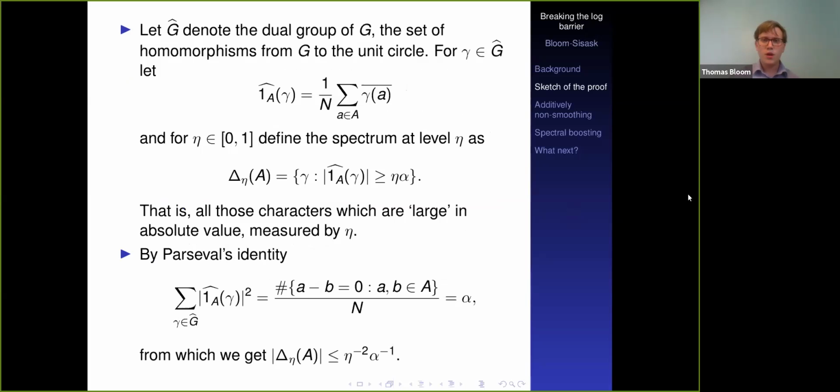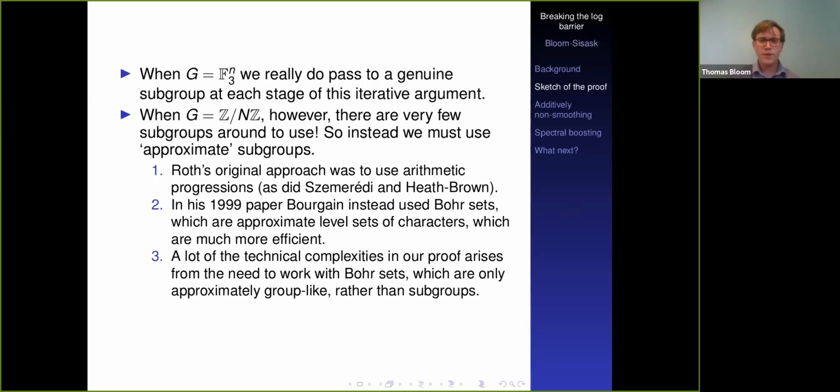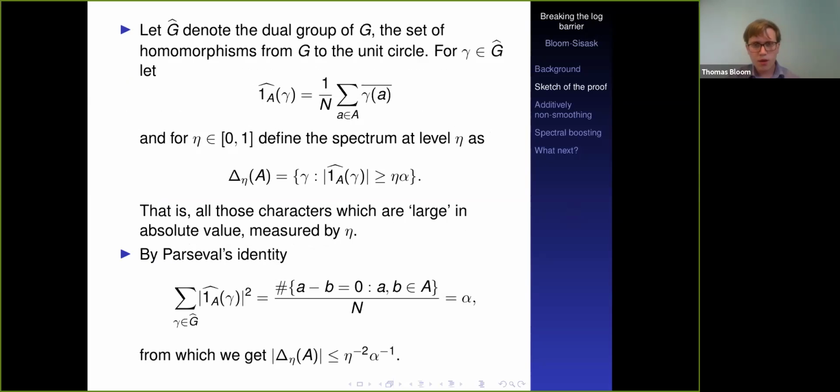Okay, so that's one of the main characters of this approach, Bohr sets. I just want to introduce one of the other main characters of this story, which is the large spectrum. The key definition on this slide is the second display equation. In general, if I have a subset A of my group, I can talk about the dual group, of course, the set of homomorphisms from G to the unit circle. This is the group of characters.